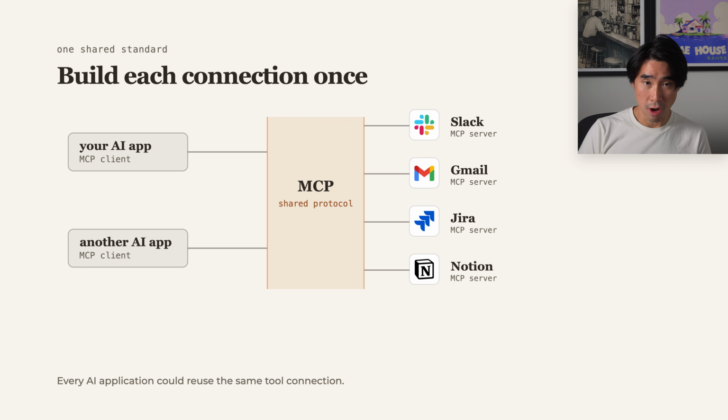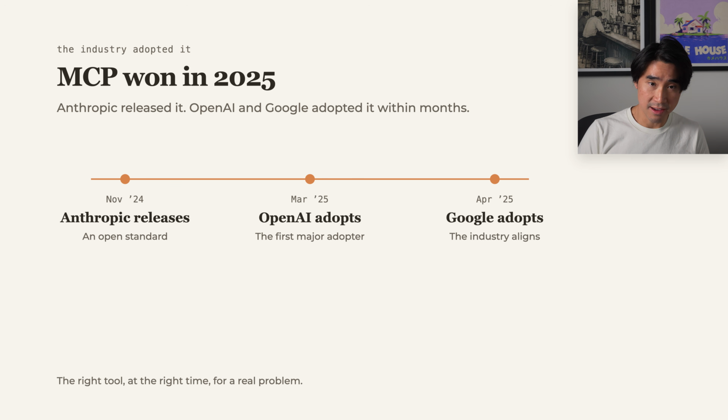Shortly after, Anthropic introduced MCP, a standard protocol, in order to replace that custom connection with one shared standard. You could build each tool connection once, and every AI application can reuse it. MCP solved the right problem at the right time, and it's still evolving. MCP won in 2025. OpenAI first adopted it, and then Google. And anytime you had an IDE that needed to leverage some tools, you used MCP to connect to it.